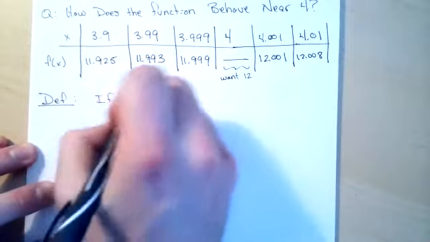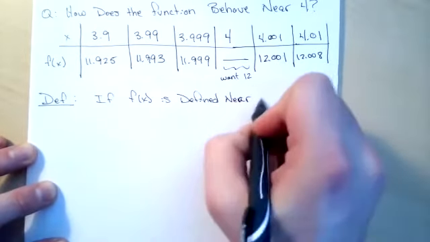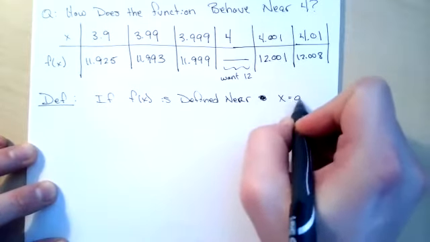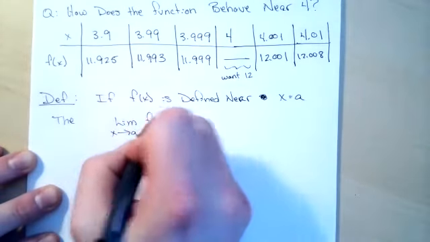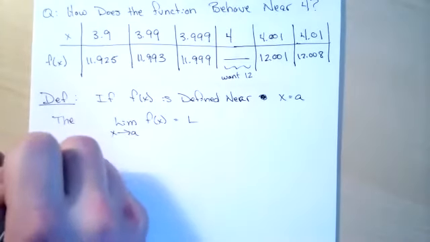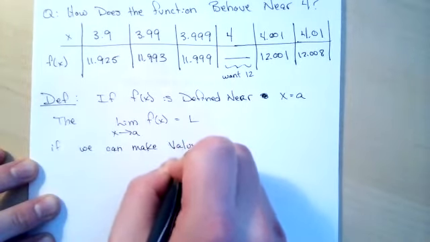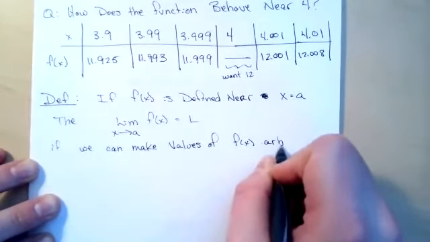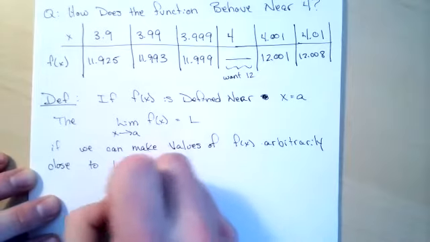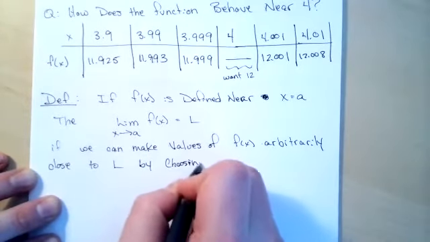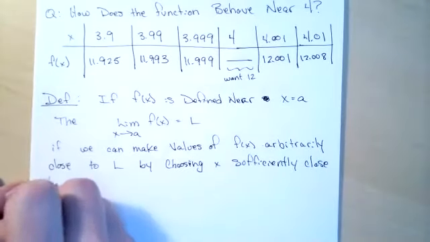So the concept of a limit is if f of x is defined near some specific x value, which we usually specify as x equals a, then we say that the limit as x gets closer to a of f of x is equal to L if we can make the values of f of x arbitrarily close to L by choosing x sufficiently close to a.